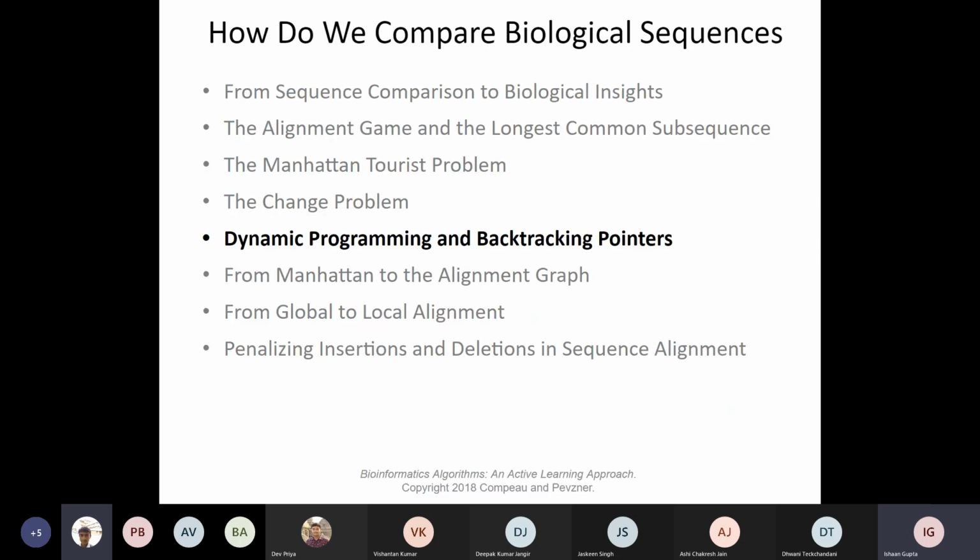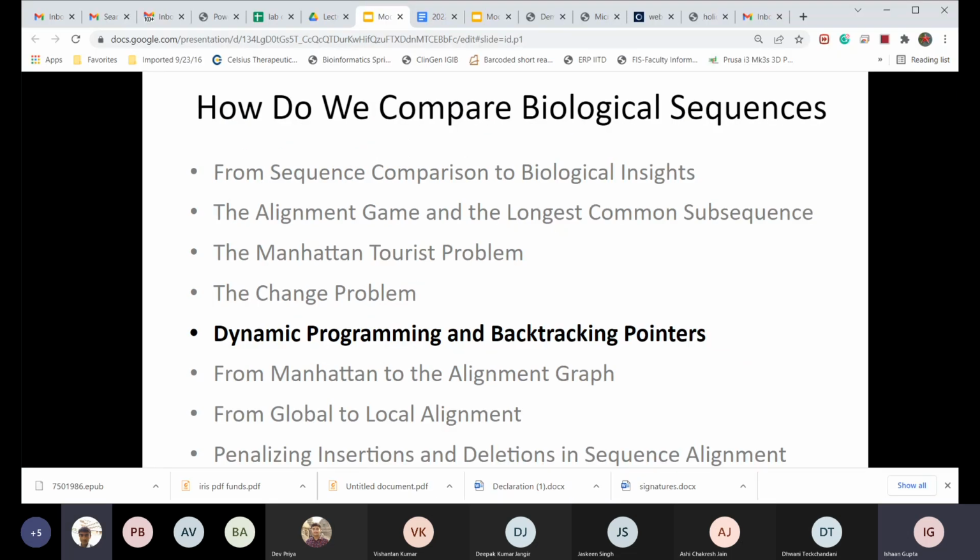All right, so in the next class, I'm going to talk about how dynamic programming and backtracking pointers can help you solve the longest common subsequence problem. And I'm going to introduce how this leads to the alignment graph. So very often these problems are also called the Manhattan tourist or Manhattan problem. I just changed it to Chandigarh so that you can relate to it more. And two kinds of alignments, global and local alignments, and how we can change these things and apply different models to extract more biologically meaningful information.